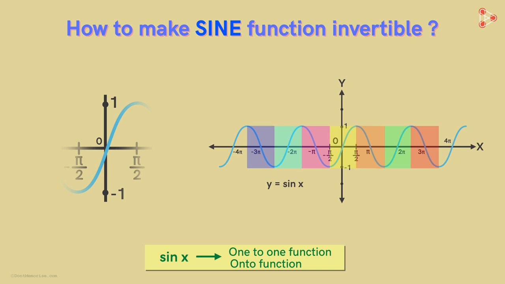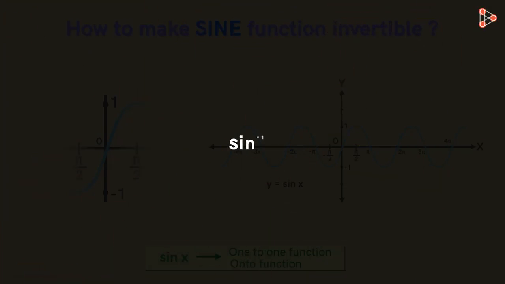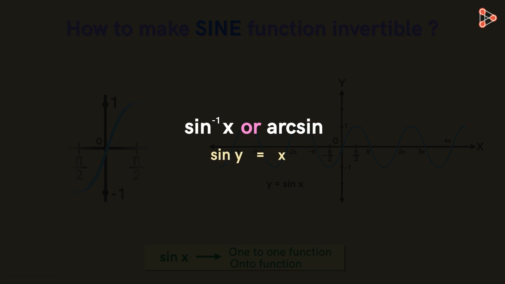The inverse of sine function is denoted like this. Or it can also be denoted like this. It is pronounced as arcsine. Suppose we have a function sine y equals to x. This same thing can also be written as sine inverse of x equals to y.